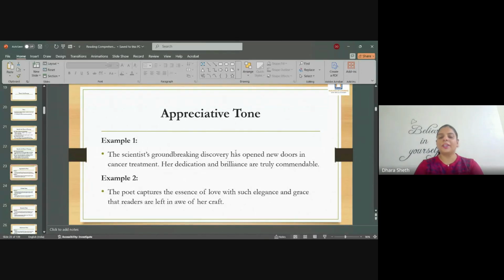So, appreciative tone. Someone is praising something. The scientist's groundbreaking discovery has opened new doors in cancer treatment. Her dedication and brilliance are truly commendable. Another example is the poet captures the essence of love with such elegance and grace that the readers are left in awe of her craft. So such kind of statements show appreciation, that the author is appreciating whatever is the content.